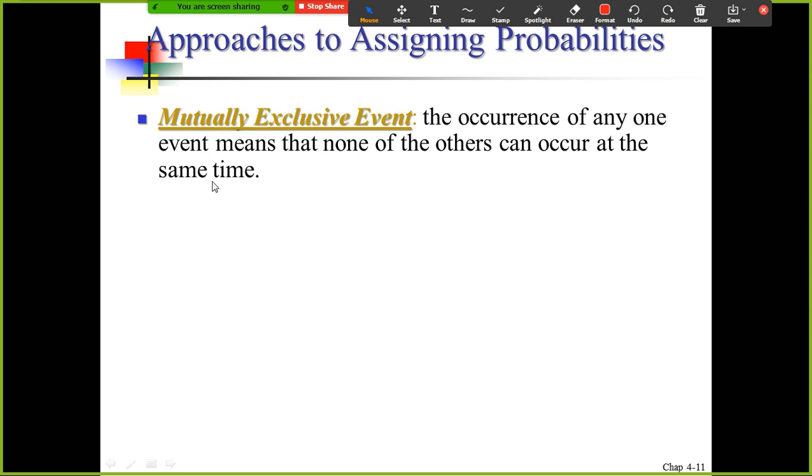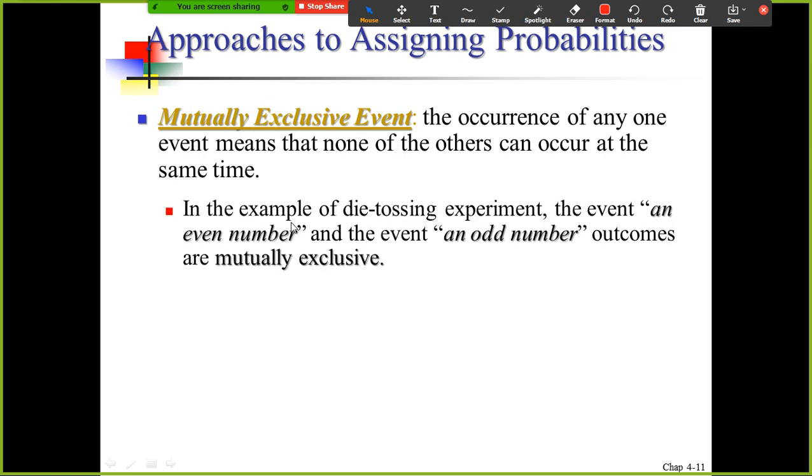At one time, only one student gets the ball. That student must be male or female. If the student is male, a female student cannot get my ball. If a female student gets my ball, a male student cannot get my ball. Okay, this is a mutually exclusive event.